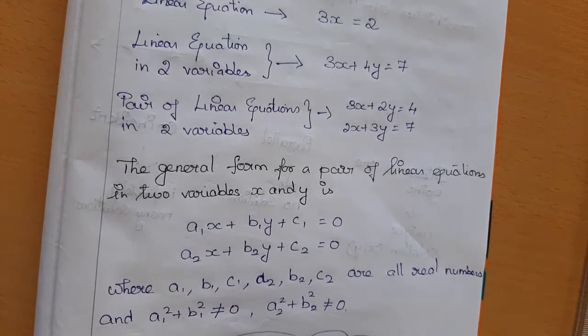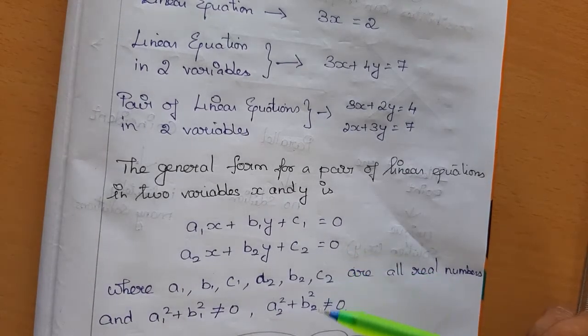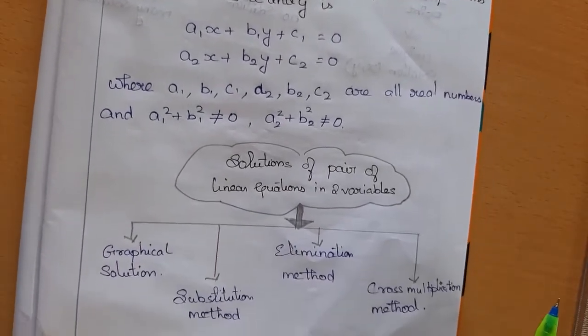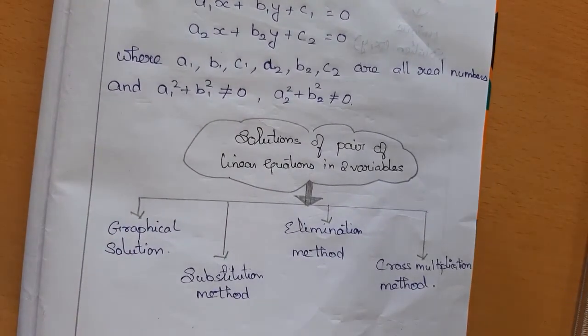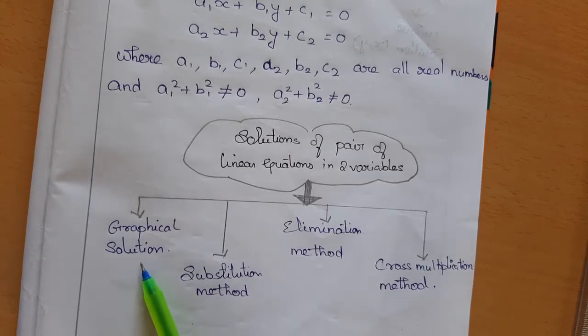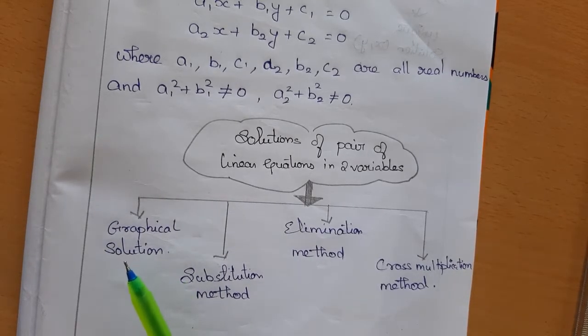So after deriving the equations, we have to find the solution, right? So that is next: the solution of a pair of linear equations in two variables. In this chapter, we are going to find the solution of a pair of linear equations in two variables. Totally four methods are there. The first one is the graphical solution, where we can derive the solution graphically.